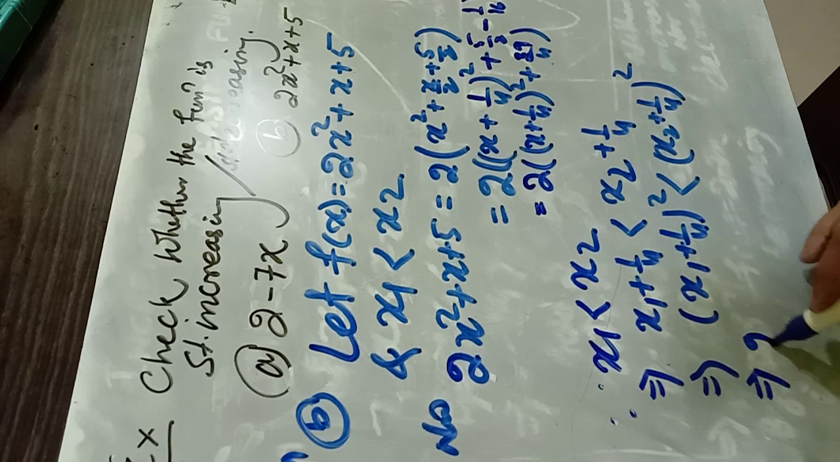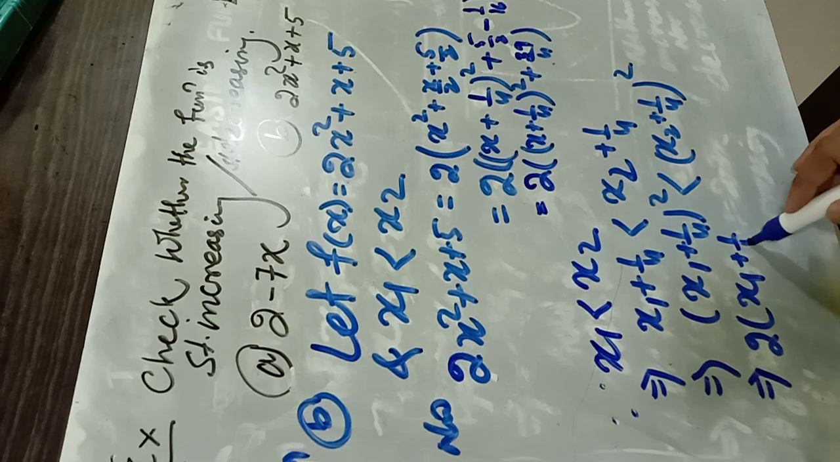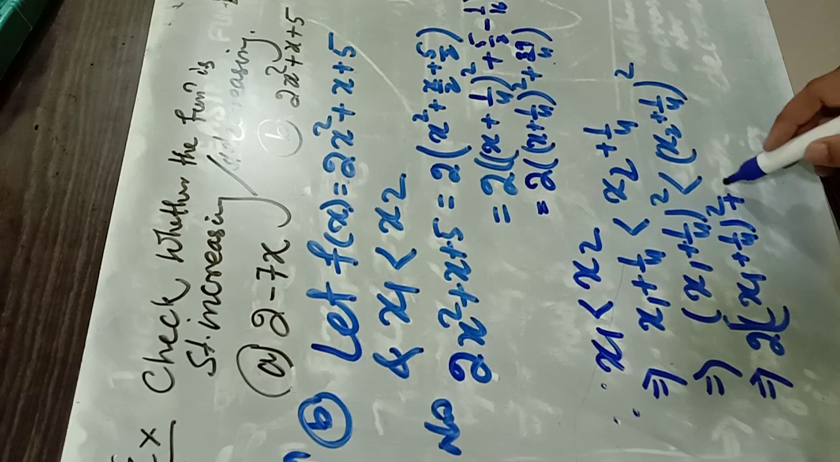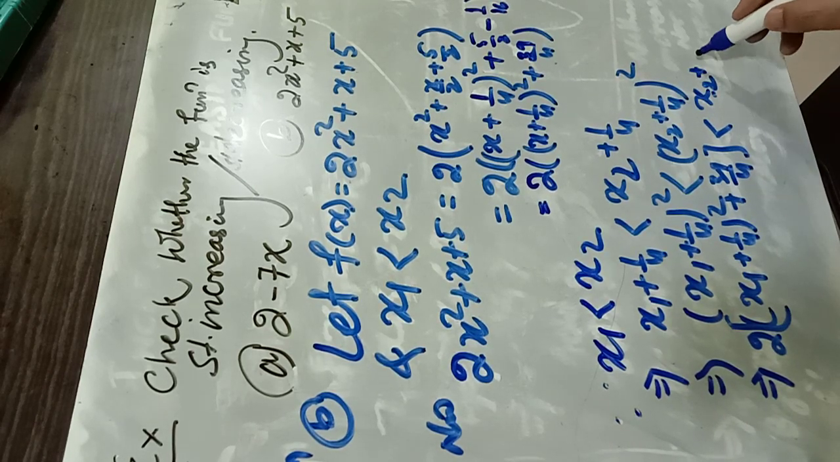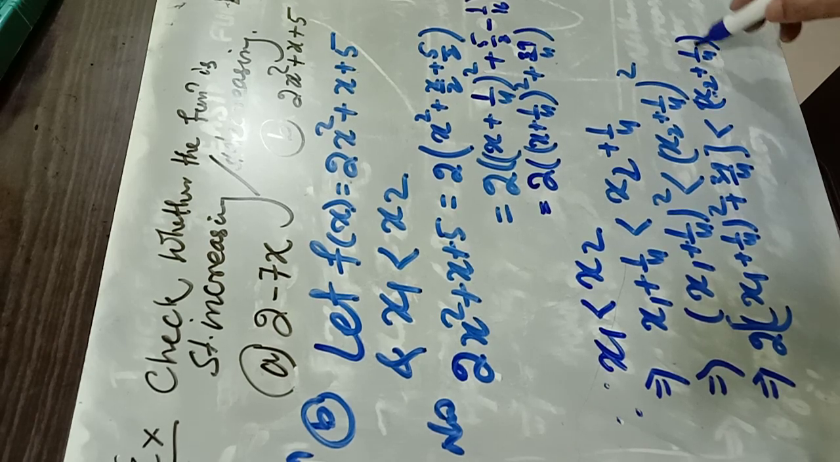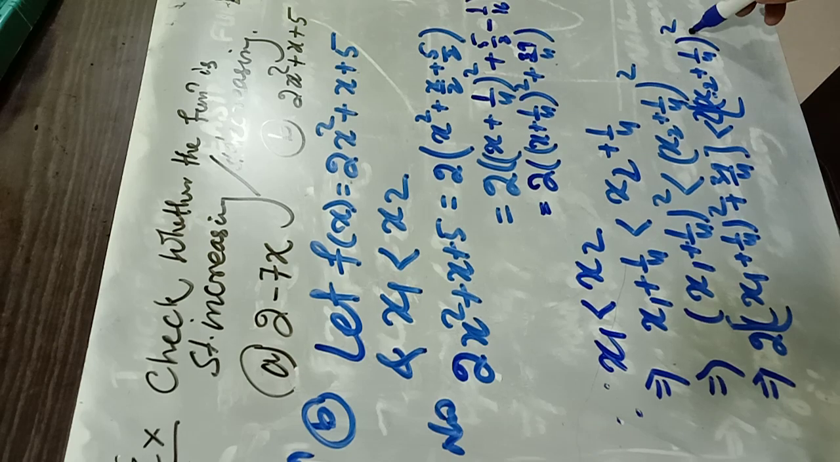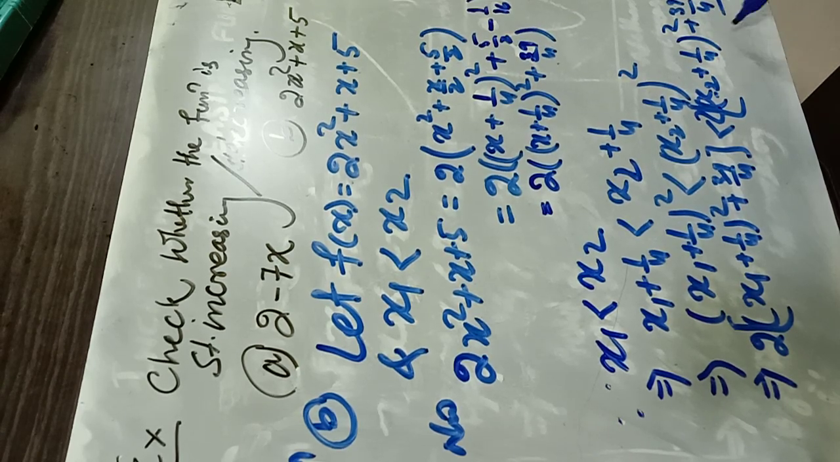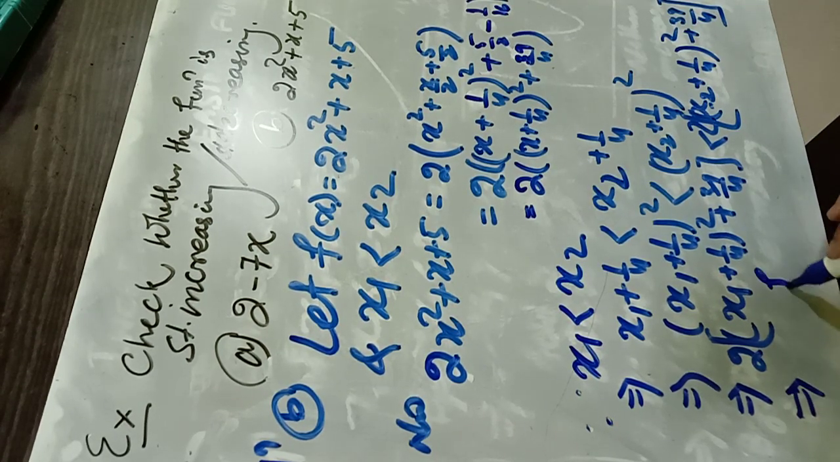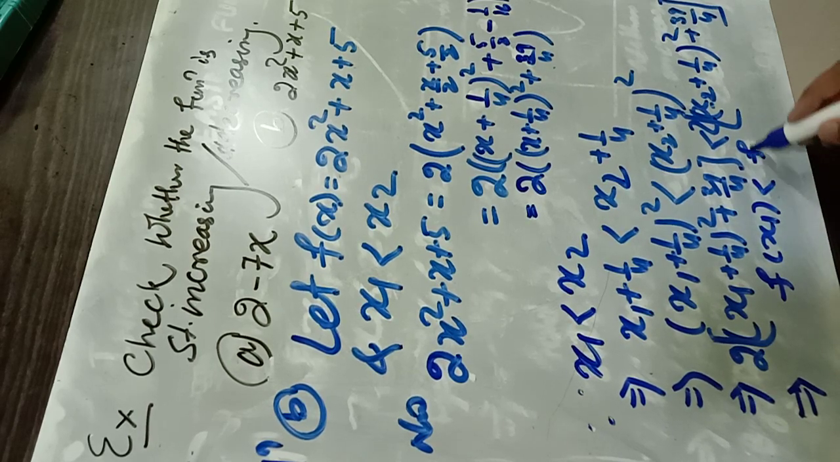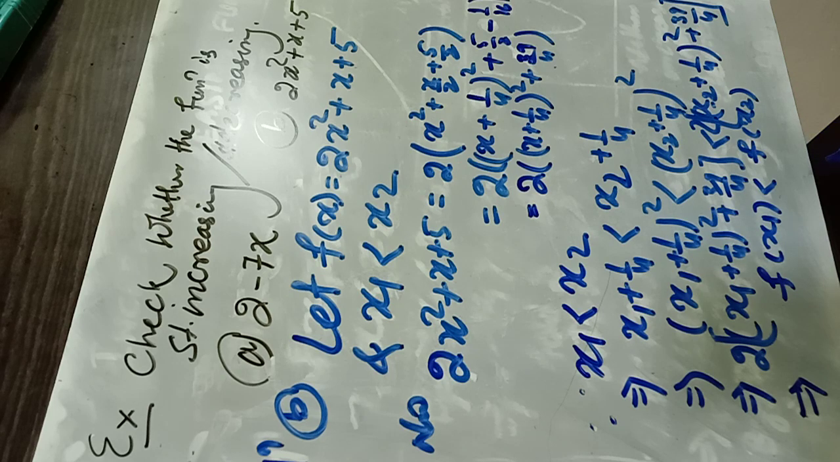So this implies 2 into x1 plus 1 by 4 whole square plus 39 by 4 less than 2 into x2 plus 1 by 4 whole square plus 39 by 4. And now this is nothing but f of x1 less than f of x2. So by definition, what can we conclude? We can conclude this f of x is strictly increasing.